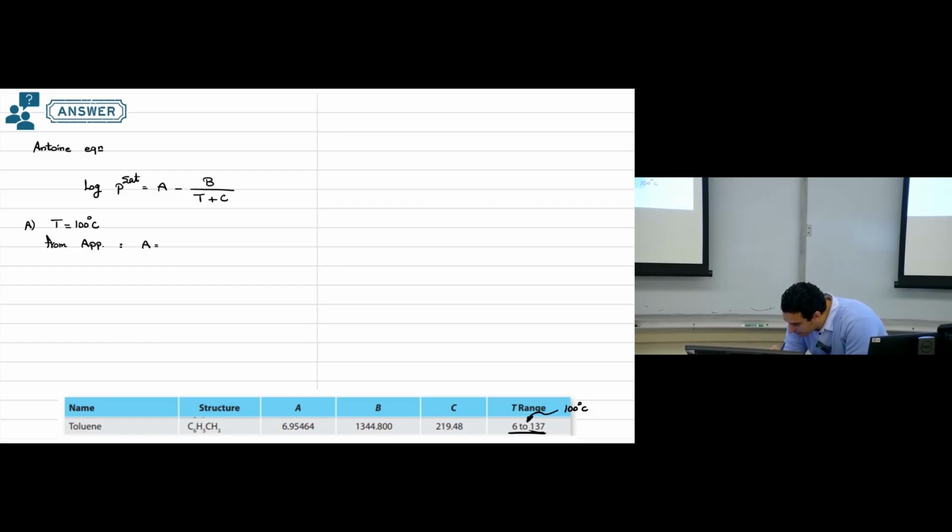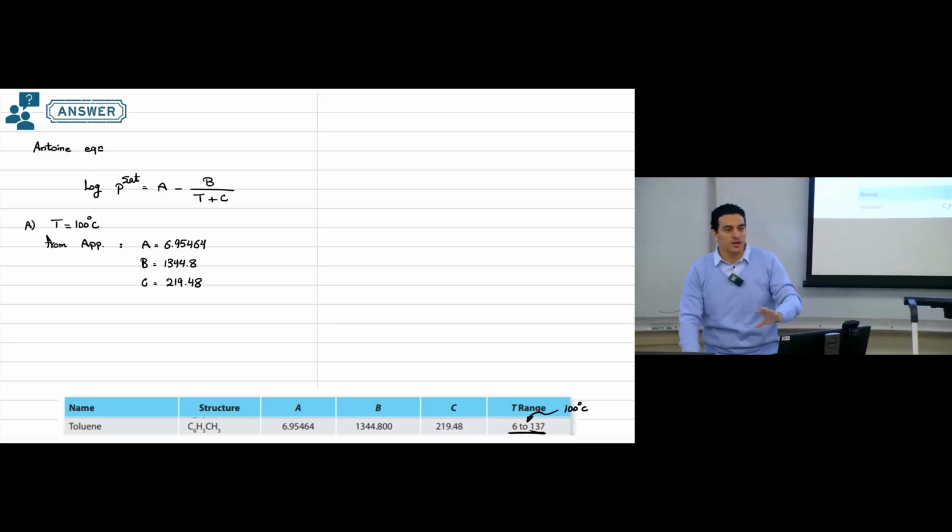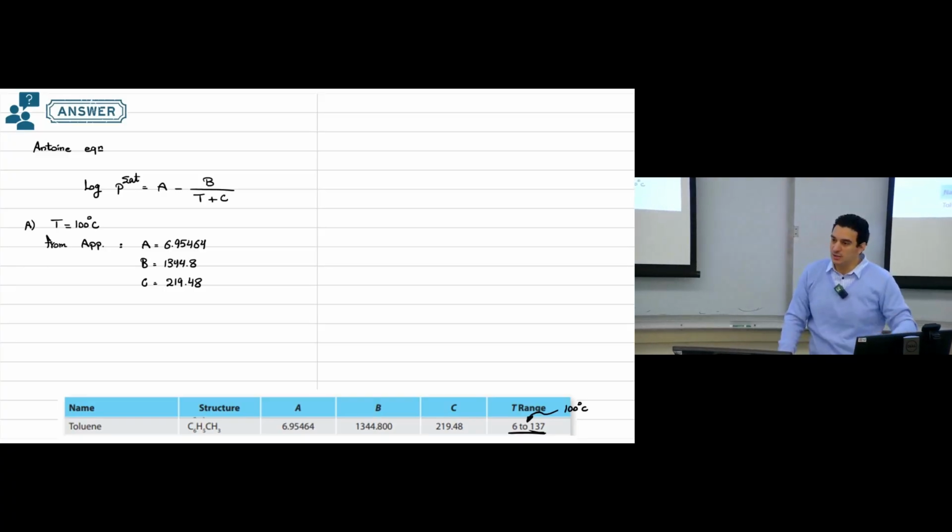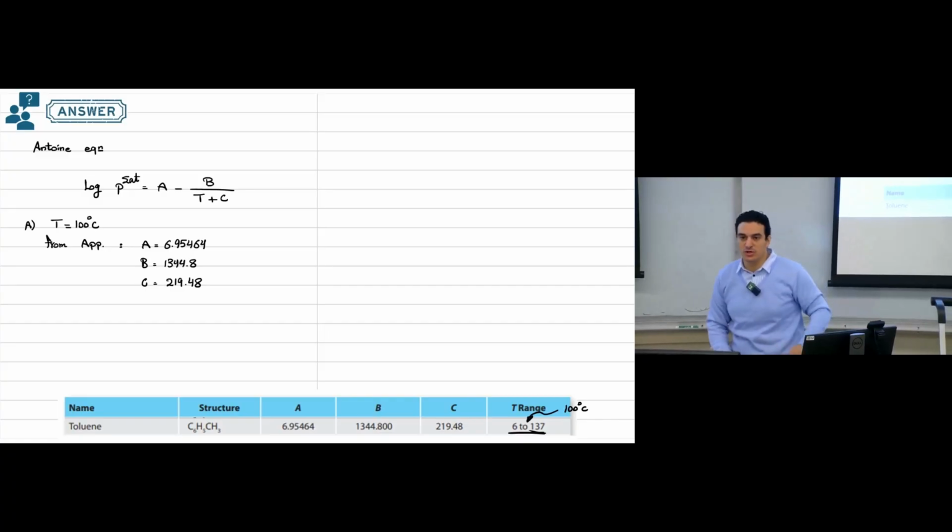the value of A is 6.95464. The value of B is 1344.8. The value of C is 219.48. And again, A, B, C are taken directly from the table, not multiplied by 10 to the power of any number, similar to what we were doing with the CP heat capacity equation.